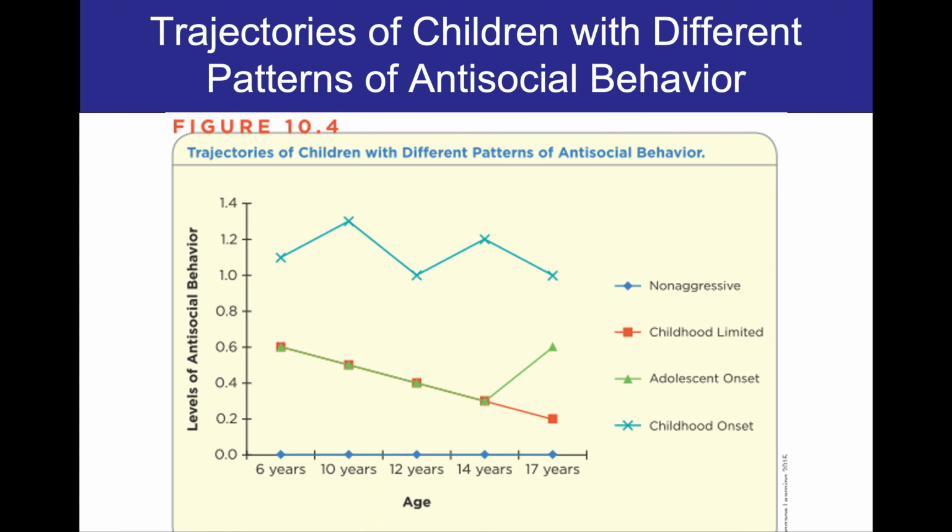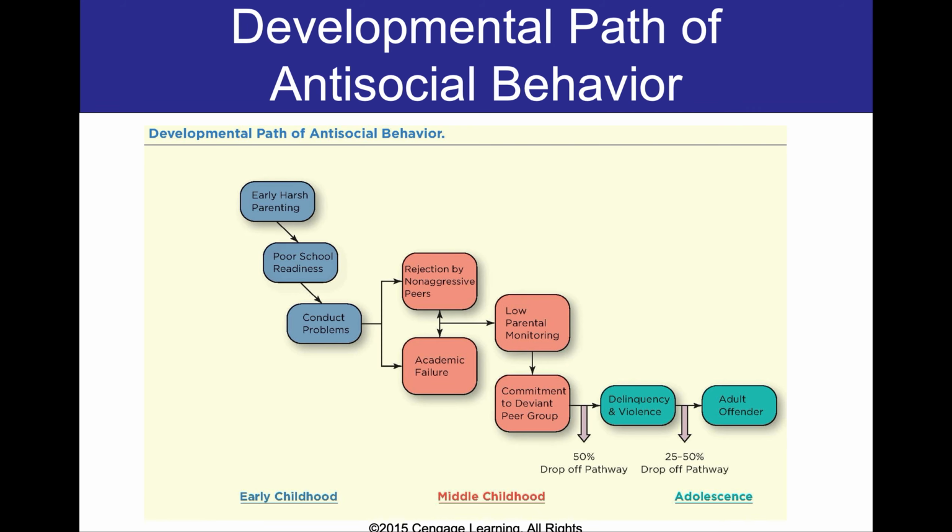And here's a pattern. You can look at these different patterns of the non-aggressive, the childhood limited, the adolescent onset, and the childhood onset and the years, and how they increase and decline. And you can pause the video and look at that more closely if you would like.